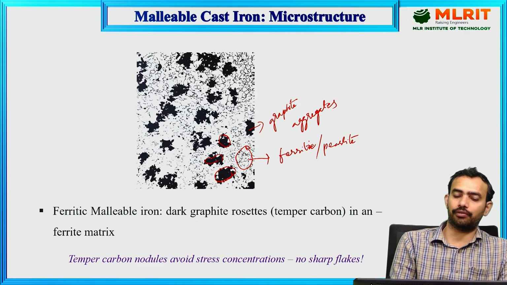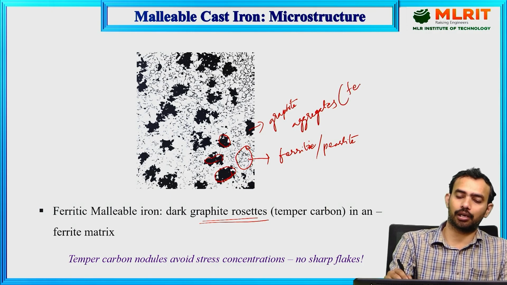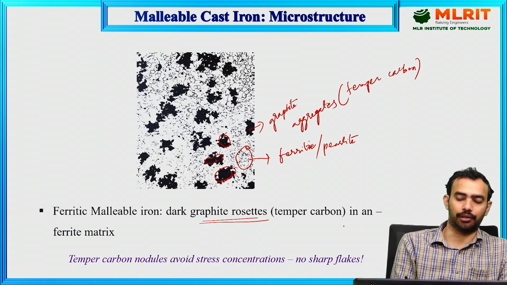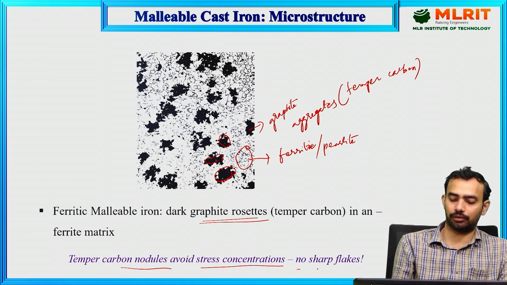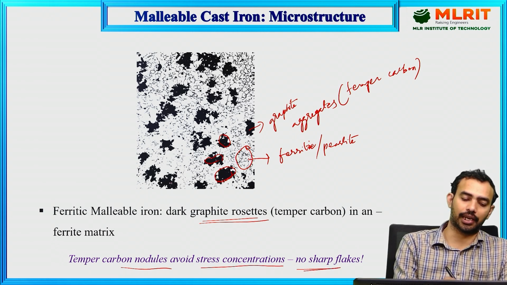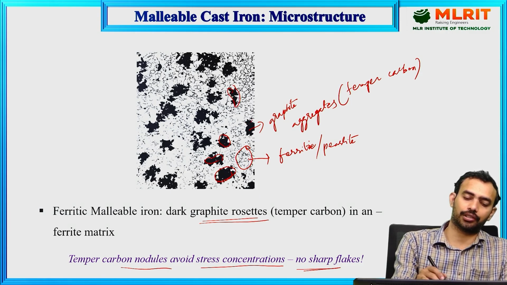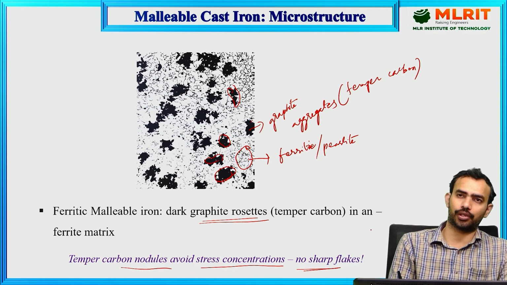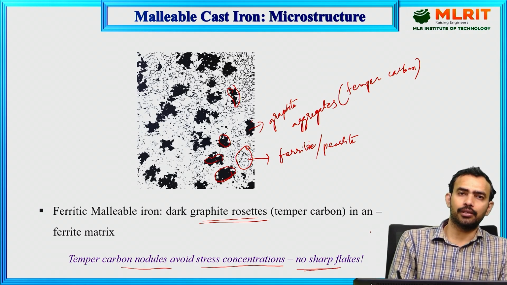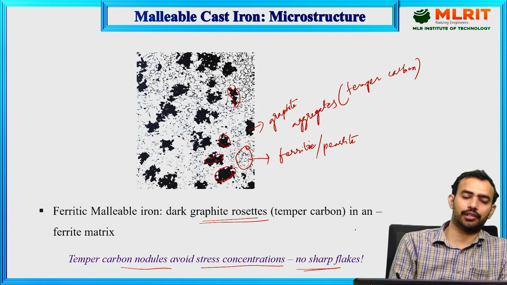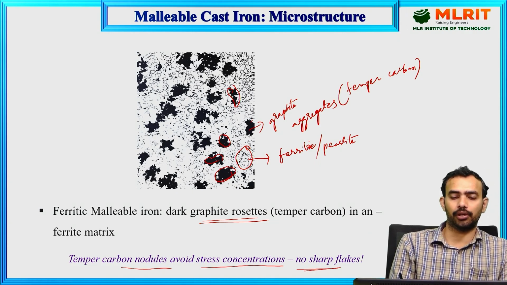So in the malleable cast iron, we can again see the graphite, which is in the aggregate form. Dark graphite rosettes you can see, which is called temper carbon. Temper carbon nodules avoid the stress concentration, that is, no sharp flakes. You can notice there are no sharp ends here, no sharp needle-like structures where stress upon external loading can concentrate. That is not there with this material, malleable cast iron.